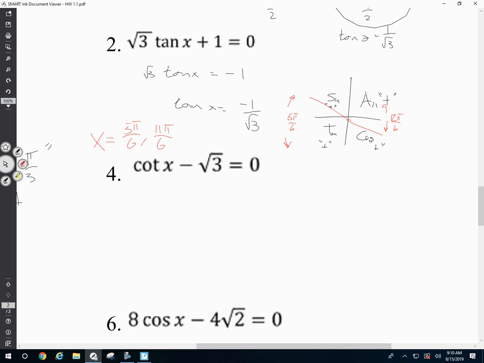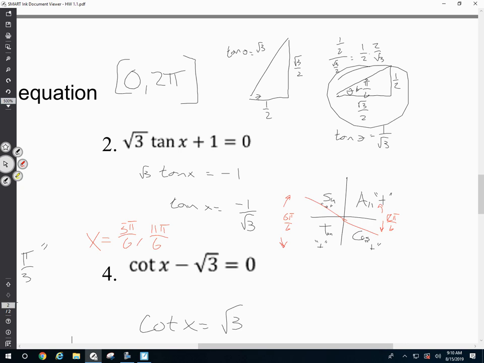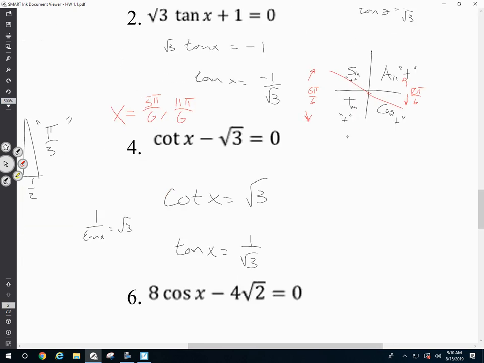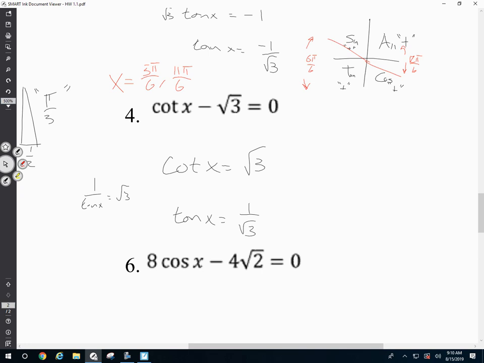Next one, another tangent. Cotangent of x equals root 3. So cotangent x equals positive root 3. You could say, okay, that's the same as 1 over tangent of x is equal to root 3, or tangent of x equals 1 over root 3. Cotangent is 1 over tangent. You can flip. So tangent of x is 1 over root 3. I think we already figured that out. Tangent 1 over root 3 is at this pi over 6 angle. Again, it's not at a pi over 4, so it's either pi over 6 or pi over 3.